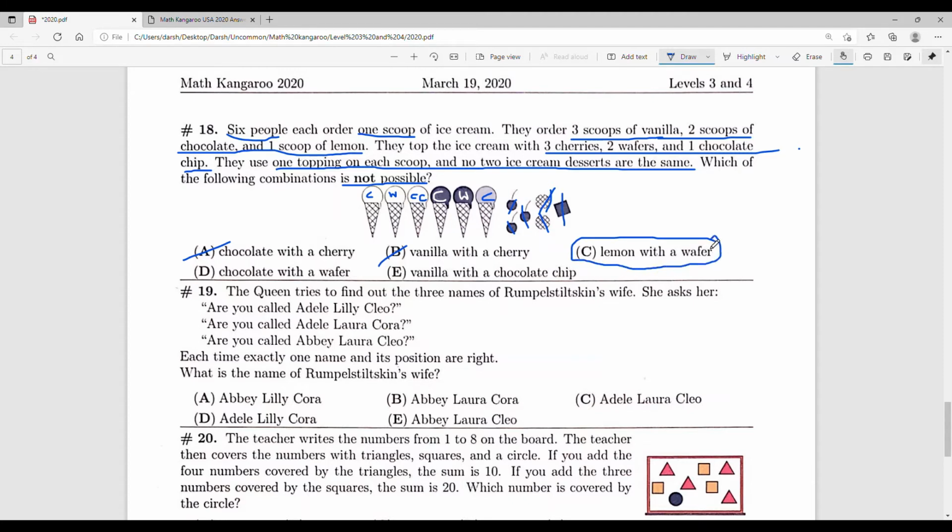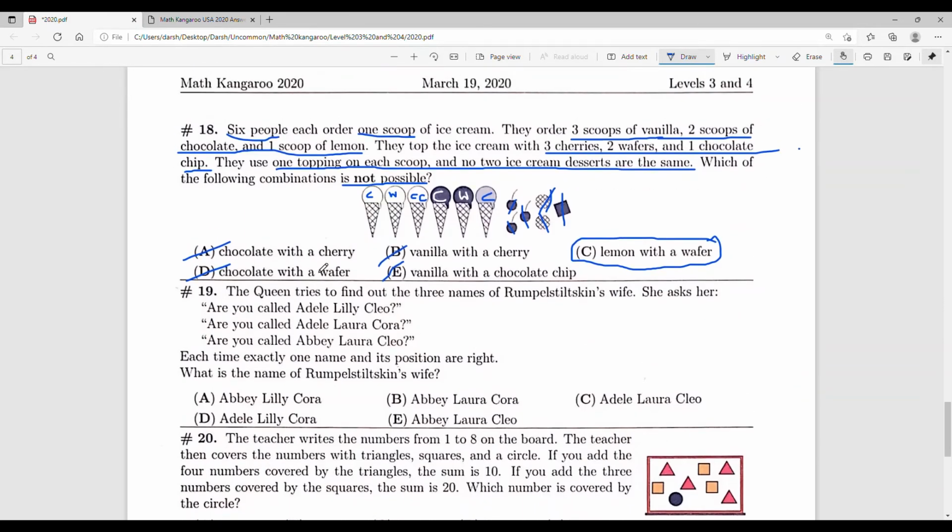But let's just double check that D and E are not our answers. D, chocolate with the wafer. We see chocolate with the wafer right over here, so D is possible, meaning it's not our answer. And E, vanilla with the chocolate chip. We have vanilla with the chocolate chip right over here, so E is possible, meaning it's not our answer. So the answer to number 18 is C.